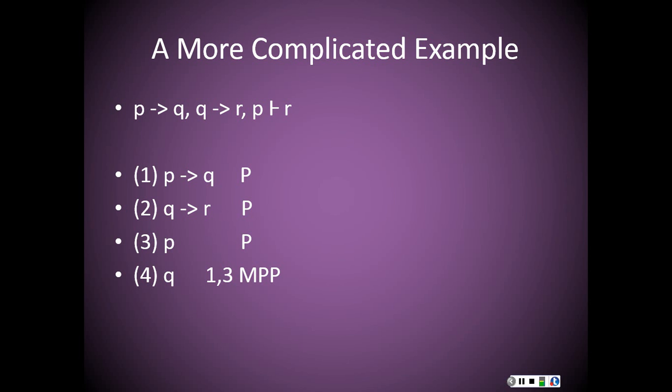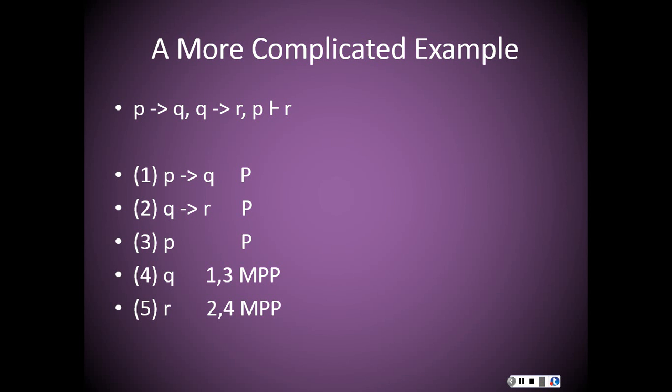Well, now I can. So now that I've got Q, I notice that on line 2 I have a conditional, Q arrow R, and I notice now that on line 4 I have the antecedent of that conditional. So that allows me to apply the rule modus ponens again in order to get R. So now I have R, I got that via lines 2 and 4 via the rule modus ponens, and now I am done. So that gives you an example of how to write down a proof.